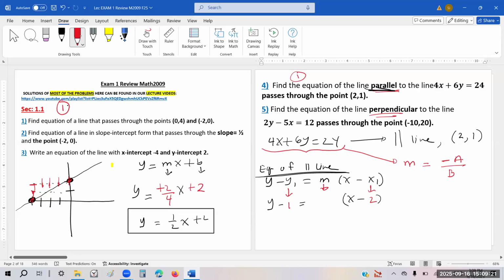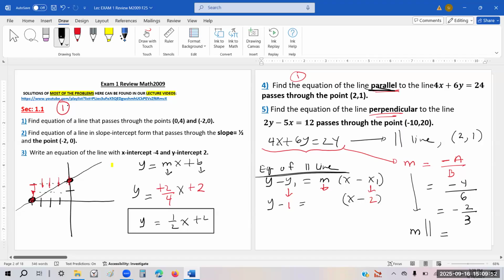So, what is the a in this line? 4. So we have negative a, which means negative 4 divided by b. What is b in this line? 6. And then reduce. Negative 2 over 3. So that will tell you the slope of the parallel line.